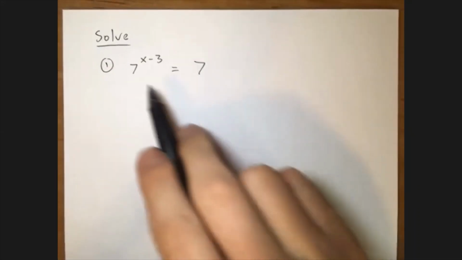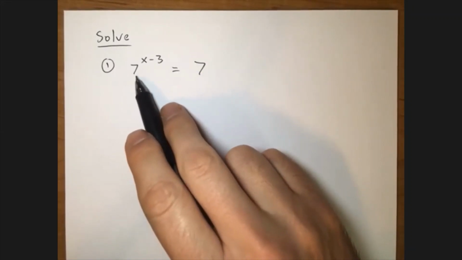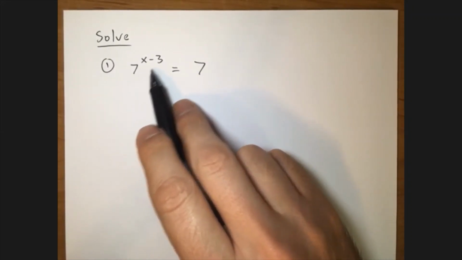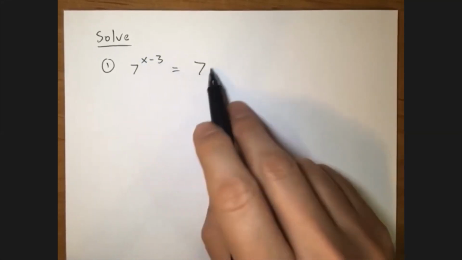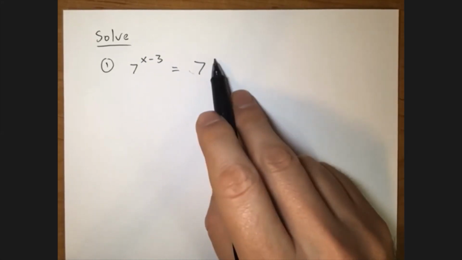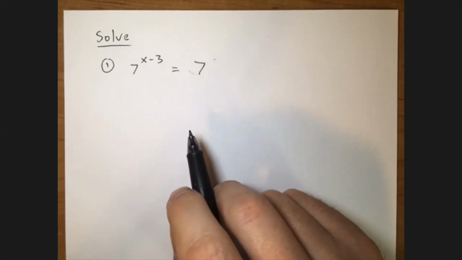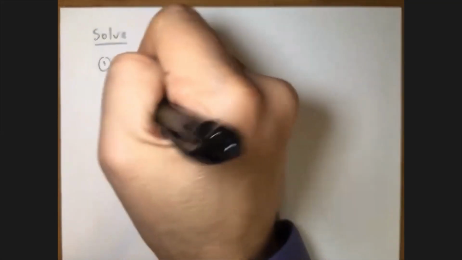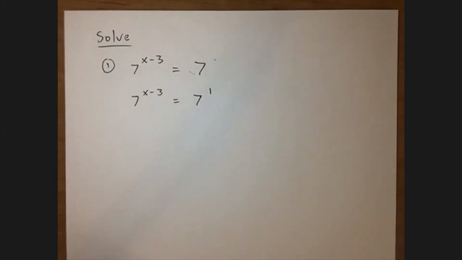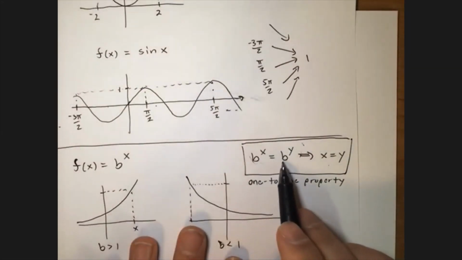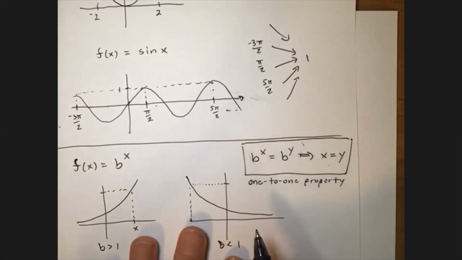So this is an exponential function with x minus 3 plugged in place of x. This is an exponential function with 1 plugged in place of x. In other words, what I can do is write this as this. Now, what did the one-to-one property say? The one-to-one property said that if b to the x equals b to the y, then x equals y.